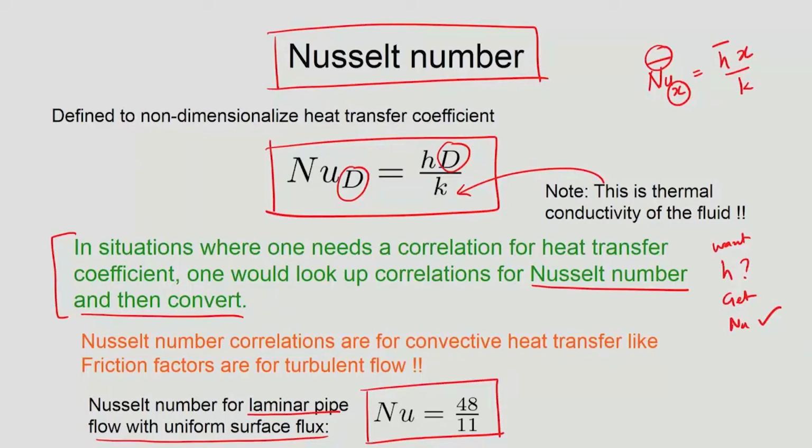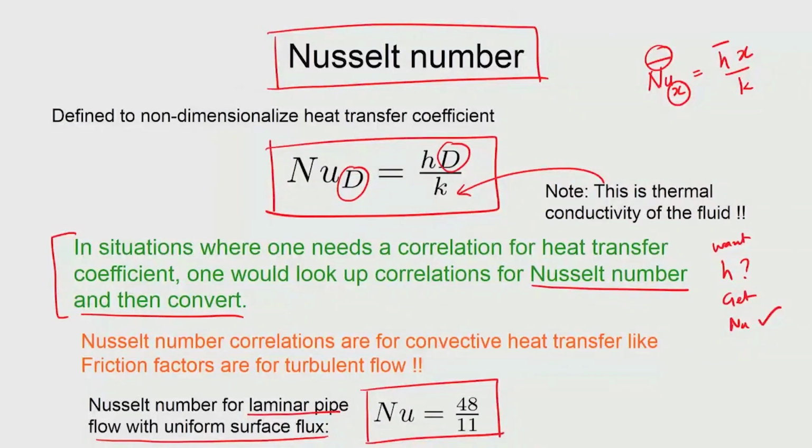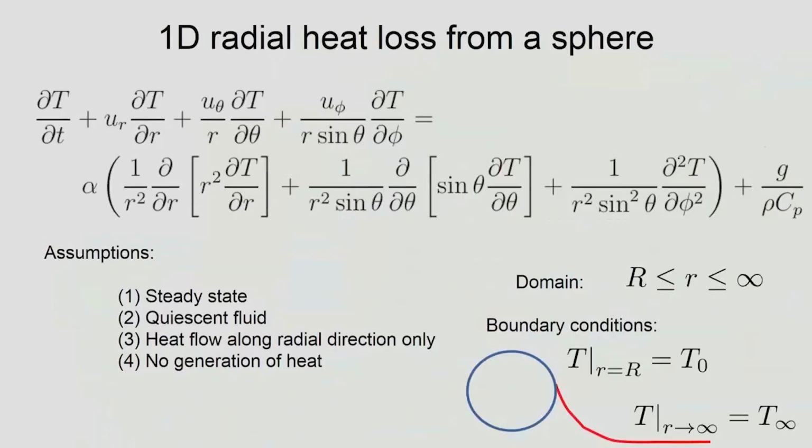Okay, so you could actually look up those correlations. Now, there is another situation where the Nusselt number turns out to be just a constant, just a number, and we will look at it. That is a very small problem, and to expose the beauty of the Nusselt number correlations, let us go through that.